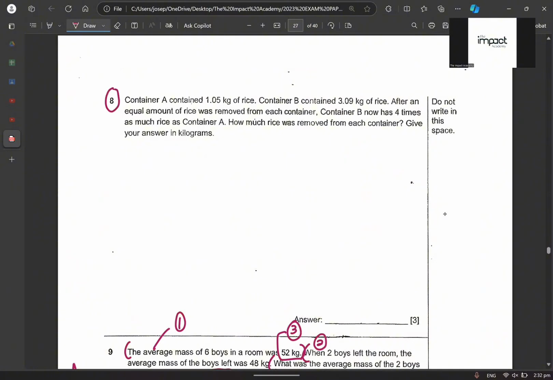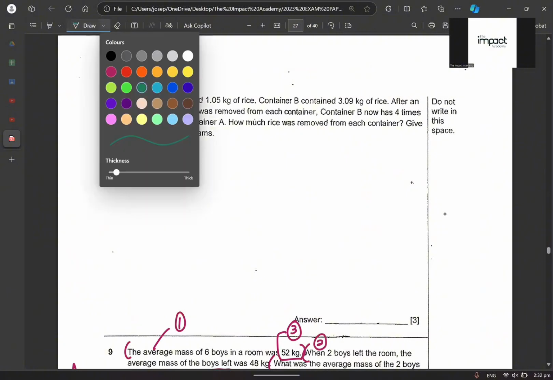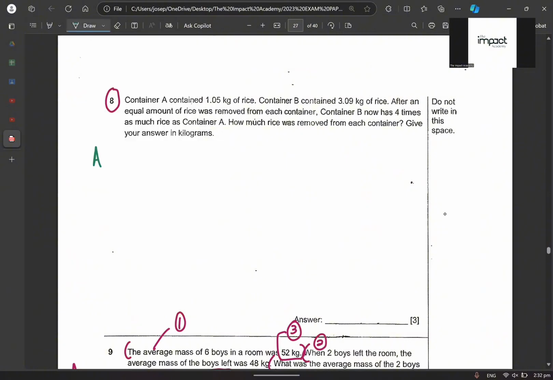Now, we look at question number 8. All right, question number 8 says what? Container A contained 1.05 kg of rice. Okay, so what I want to do first is I want to say that container A is 1.05 kg. Container B, what happens? Container B contained 3.09 kg of rice. So container B, 3.09 kg.